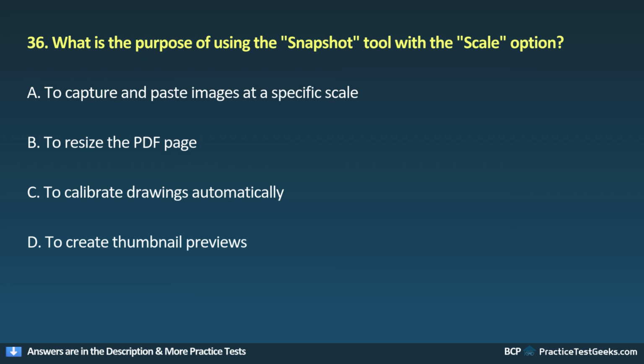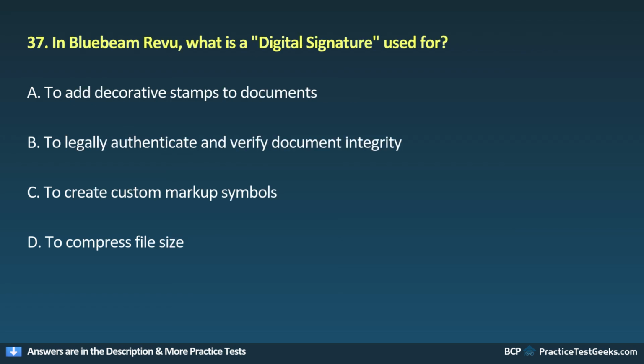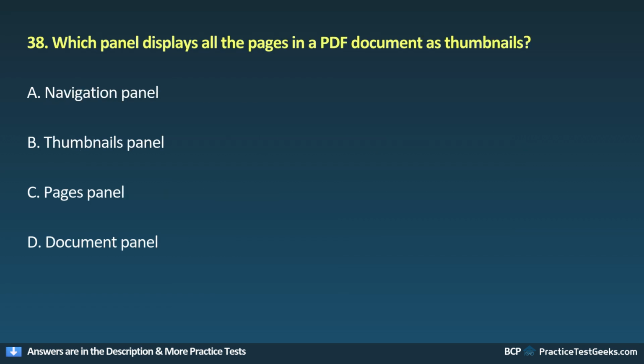36. What is the purpose of using the snapshot tool with the scale option? A. To capture and paste images at a specific scale. B. Resize the PDF page. C. To calibrate drawings automatically. D. To create thumbnail previews. 37. In Bluebeam Revu, what is a digital signature used for? A. To add decorative stamps to documents. B. To legally authenticate and verify document integrity. C. To create custom markup symbols. D. To compress file size.